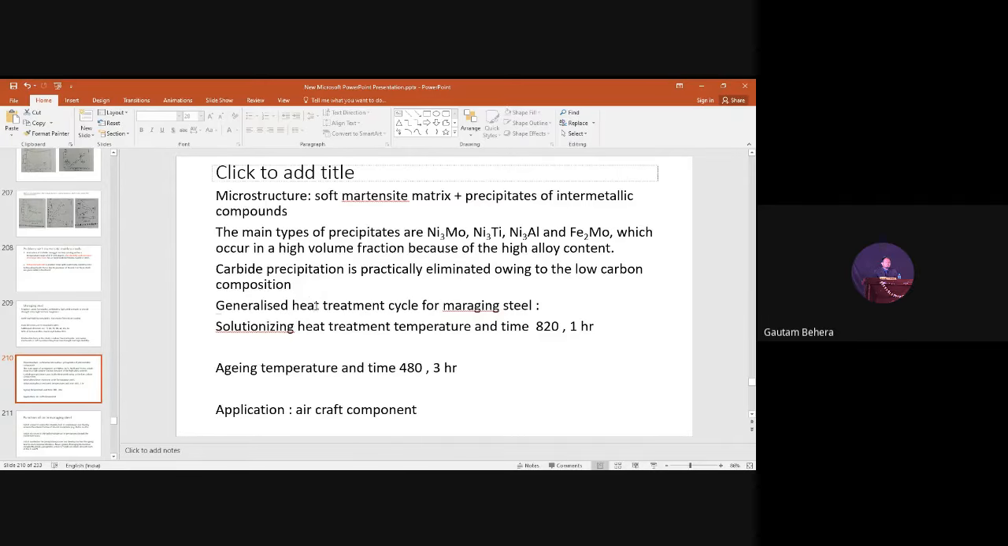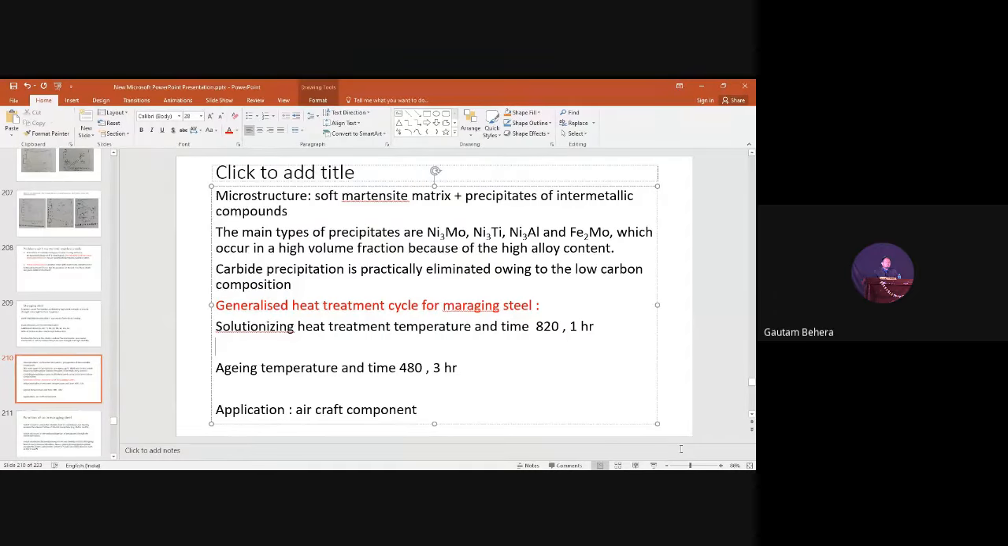And now the important question is the generalized heat treatment cycle. You have to form martensite in this steel and you have to form precipitates in this steel. But these precipitates are basically intermetallic compounds, compounds between two metals. So if you want to form martensite and you have a lot of alloying elements, what is the process?